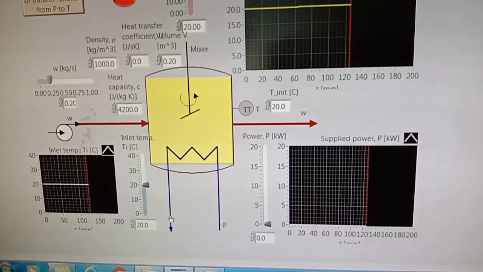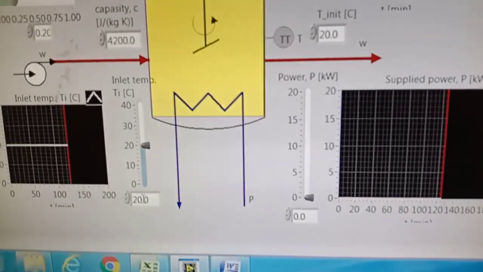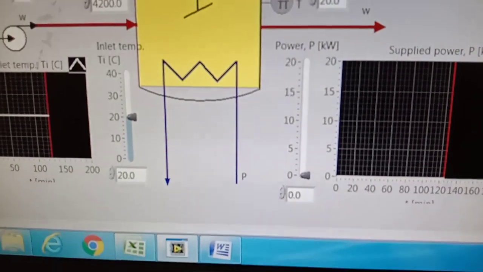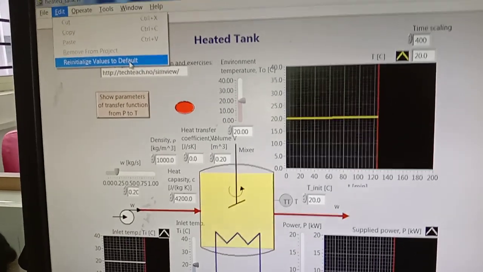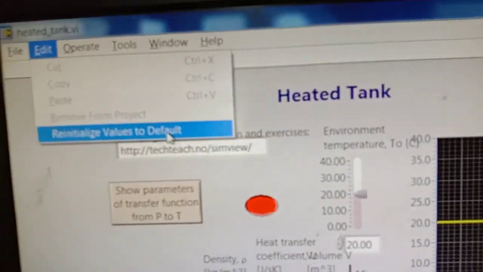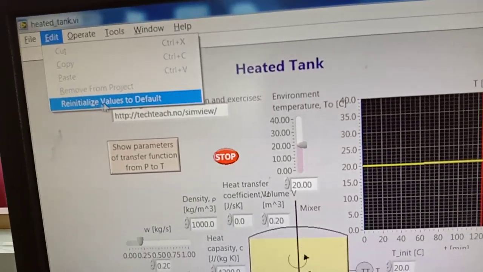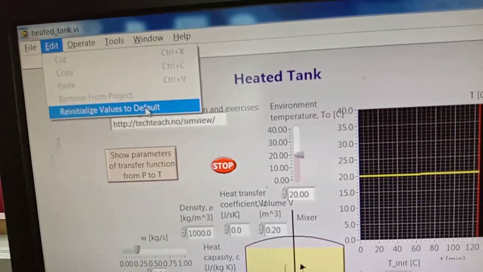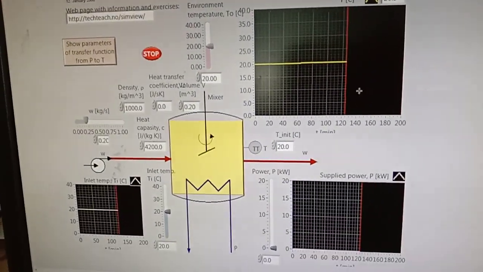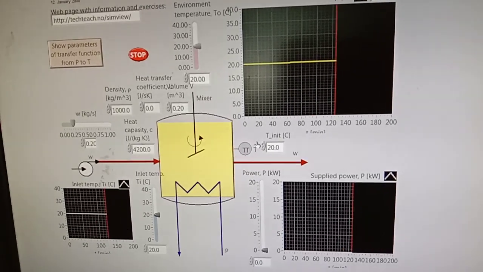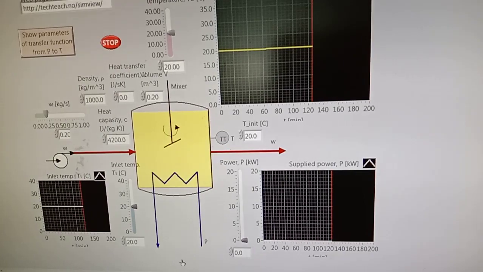Next, what we have to observe is that there is an inlet temperature, which is 20 degrees Celsius. All is initialized to its default values. Here you can go to the edit option, and you can see reinitialize values to default. You will get that, and everything will be set to the default values. So now we are making use of some of the values as default values only.